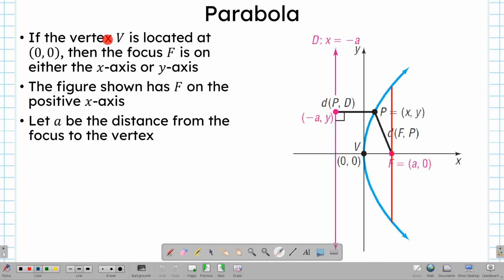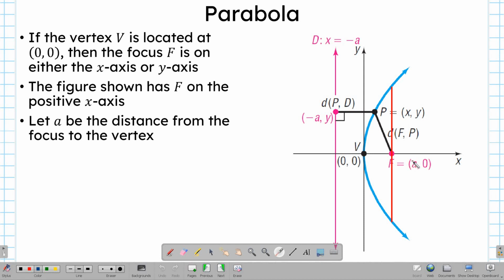Now, if vertex V is located at 0, 0 here, then the focus F is either on the x-axis or on the y-axis. So for us to be able to get one of the simplest equations for our parabola, let's place our F here on the x-axis with the coordinates a, 0. And let a be the distance from the focus to the vertex. That's why we have the coordinate a, 0.